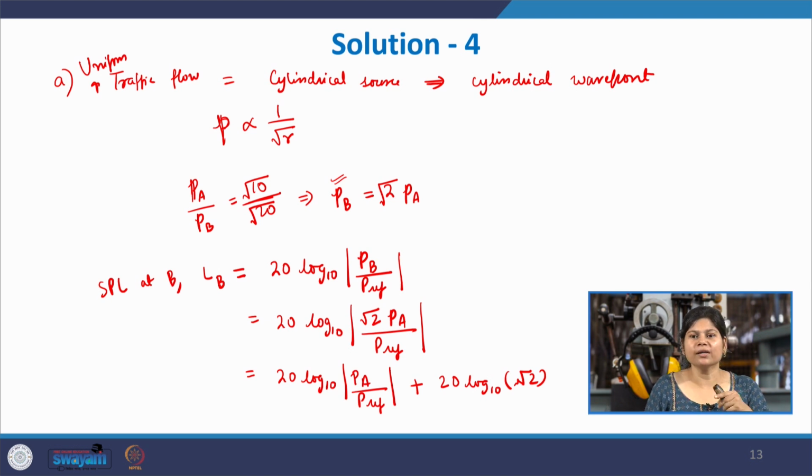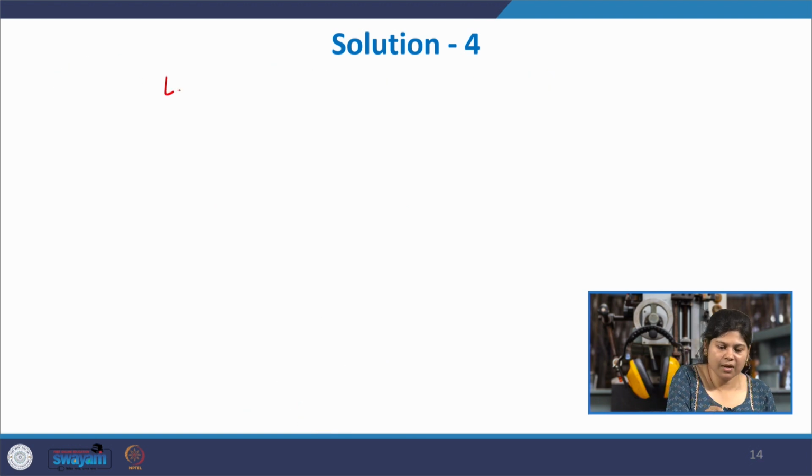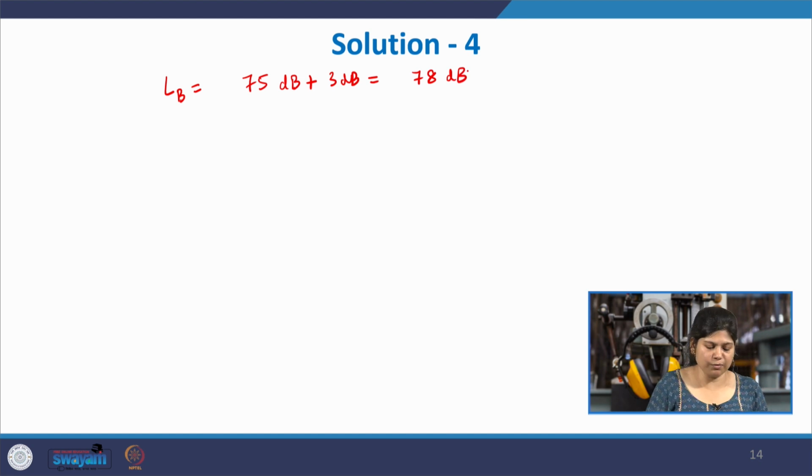But here it is not the inverse dependence, here it is root over. So, the SPL actually increases or decreases by 3 decibels in the case of a cylindrical source. So, here if you do this by definition it becomes the L at point A plus 3 dB. So, the level at point B becomes 75, which is the level at A, plus 3 decibels. So, only a 3 dB increase as you halve the distance from the source, and that becomes your first answer.